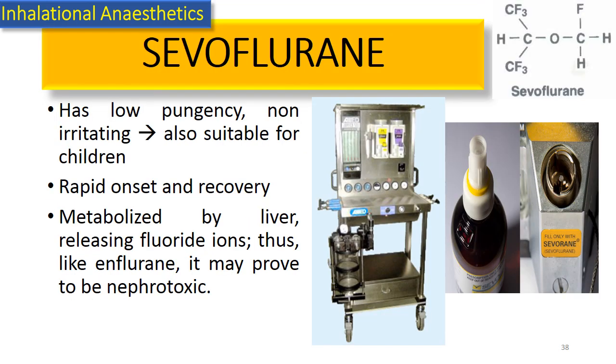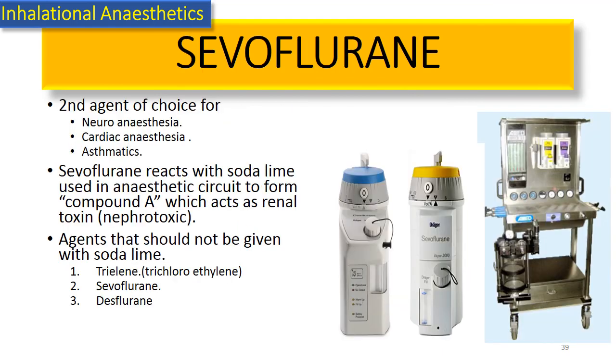Sevoflurane is another fluorinated inhalational anesthetic, which has low pungency and is non-irritating. It is also suitable for children for operations, and it has rapid onset and recovery. It is metabolized by the liver, releasing fluoride ion. Thus, like enflurane, it may prove to be nephrotoxic. Sevoflurane is the second agent of choice for neuroanesthesia, cardiac anesthesia, and asthmatics.